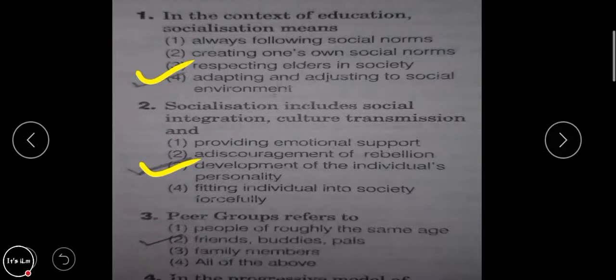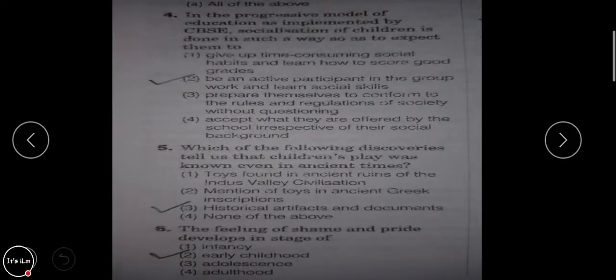Now let's see our third question: peer group refers to what? What is the meaning of a peer group? Whom do we call a peer group? The first option is people of roughly the same age. Our second option is friends, buddies and pals. The third option is family members. Fourth, all of the above. Here we see our option is friends. Friends have been recognized as peer groups.